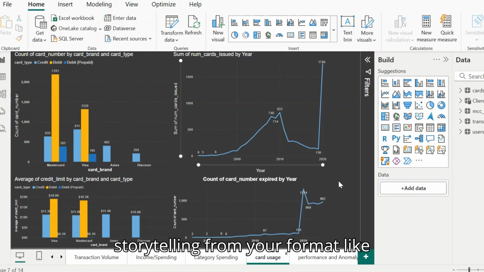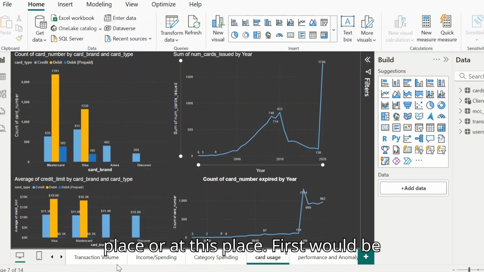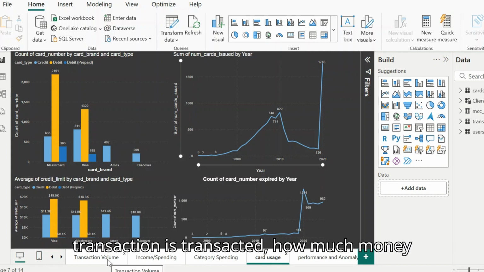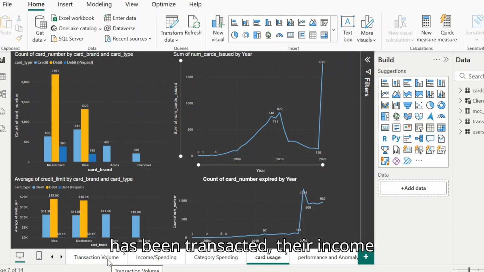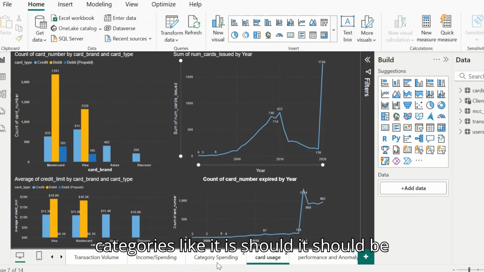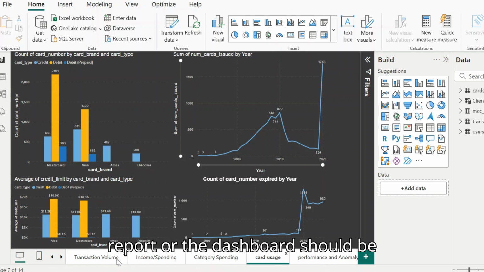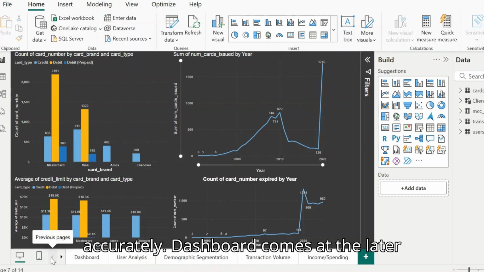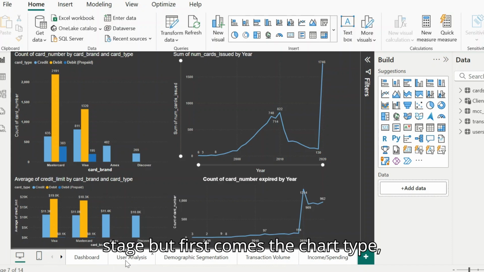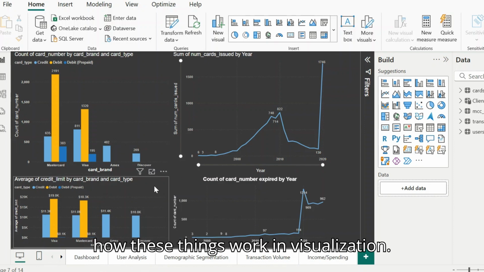From your format, like where to place the card usage, at first place or at this place. First would be transaction volume, how much is transacted, how much money has been transacted, then income and spending, then category spending, which categories. It should be a funnel-like structure throughout your report, and the dashboard should present all of these things very accurately. Dashboard comes at a later stage, but first comes the chart type, then the page, then the storytelling, then you create the dashboard. So this is how things work in visualization, from the basic to the end.